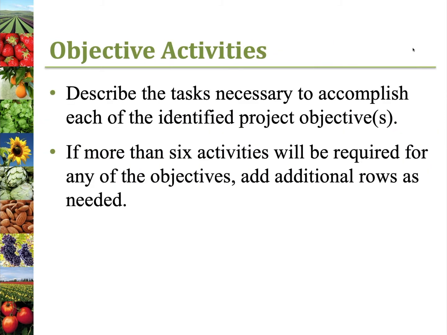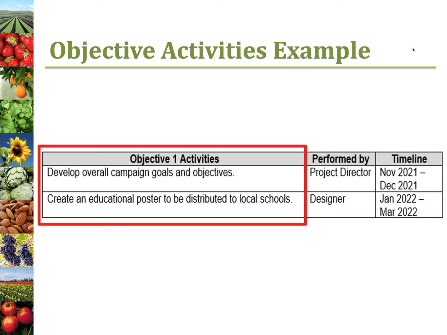In the table provided, describe the tasks necessary to accomplish each of the identified project objectives by listing the activities that will be conducted. If more than 6 activities will be required for any objective, add additional rows as needed. Examples of objective activities could be to develop overall campaign goals and objectives, and create an educational poster to be distributed to local schools.